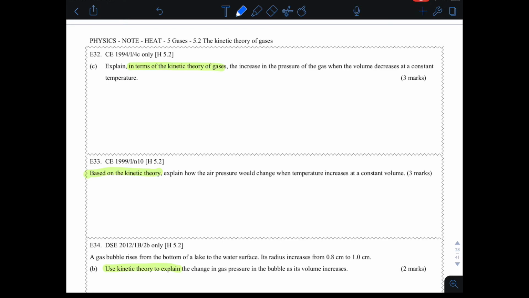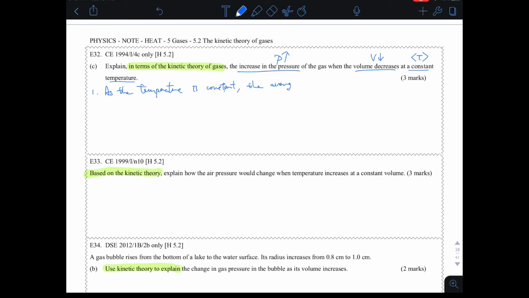Explain in terms of kinetic theory the increase in pressure when the volume decreases at constant temperature. Okay, 3 marks here. Then at least 3 sentences. Then here, what we have is, we firstly mention what is constant as the temperature is constant.